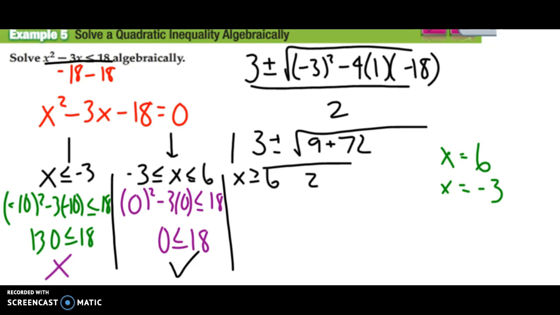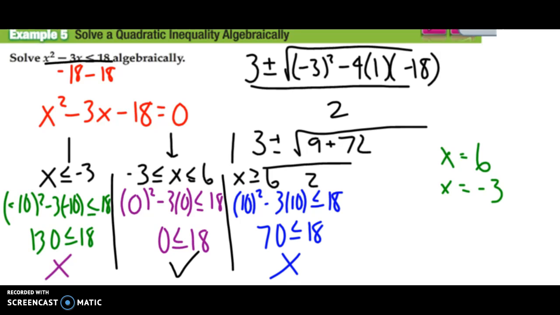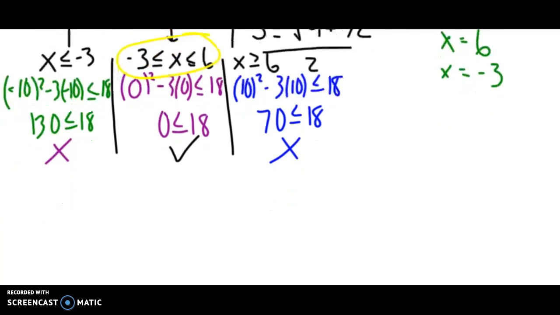Pick a value of x that's greater than 6. Well, let's try positive 10. So we do 10 squared minus 3 times 10 is less than or equal to 18. Well, 10 times itself is 100, minus 30 would be 70, is less than or equal to 18, which again is not true. So the true solution set is this one right here. My answer is negative 3 is less than or equal to x, which is less than or equal to 6.